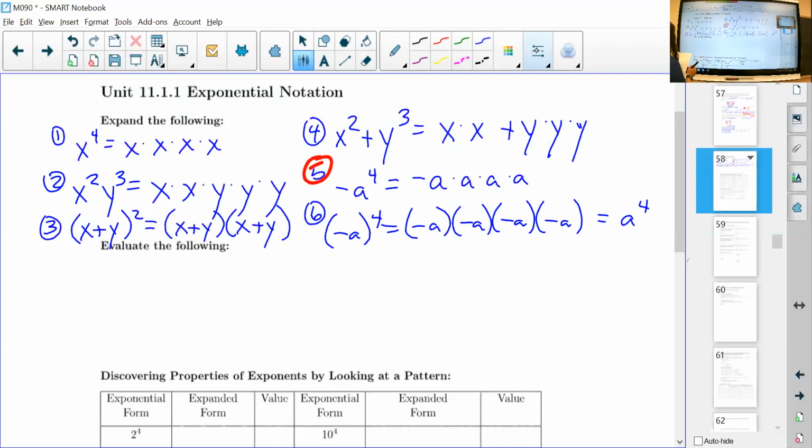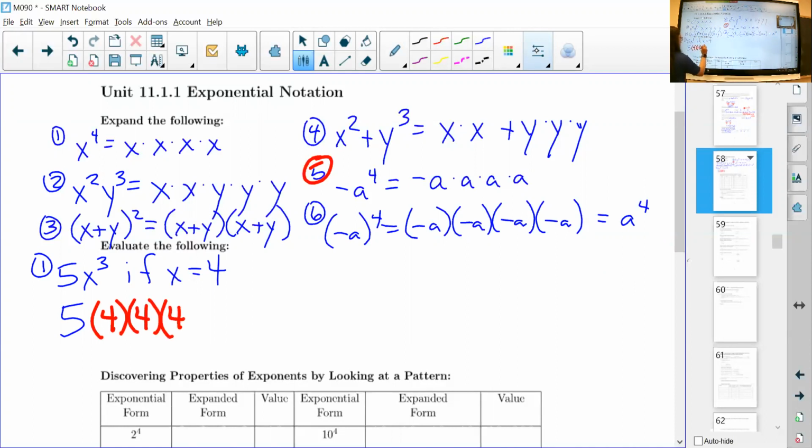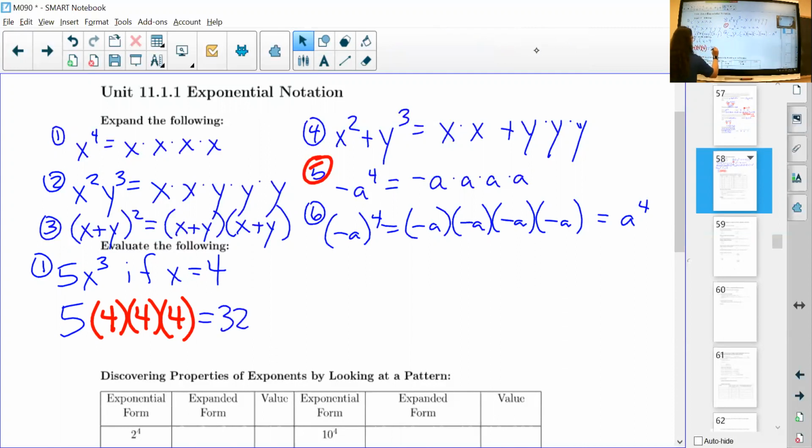Okay, so we can also evaluate the following. If we have 5x cubed, if x equals 4, well, that's just 5 times, I need 3 4s multiplied together. I happen to know that 3 4s multiplied together, 4 cubed, is 64. So this is 5 times 64, which is 320. If you don't happen to know that off the top of your head, you're welcome to use a calculator.